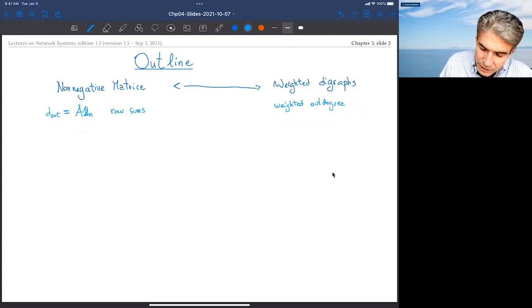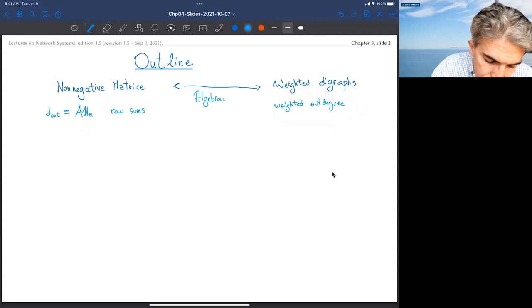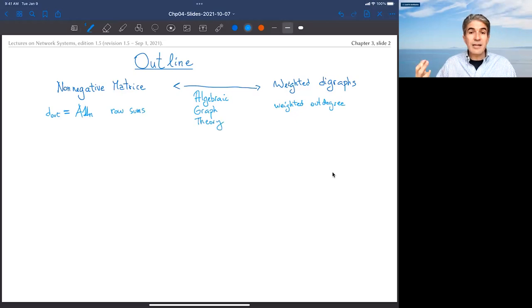Now, in this chapter, we're studying this one-to-one relationship, and that essentially goes under the name of algebraic graph theory. So we will study this one-to-one mapping of concepts from non-negative matrices and directed graphs.